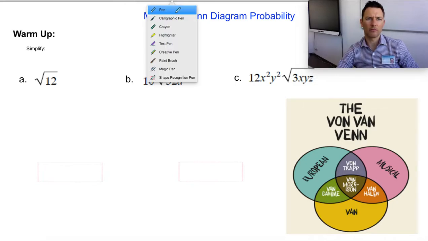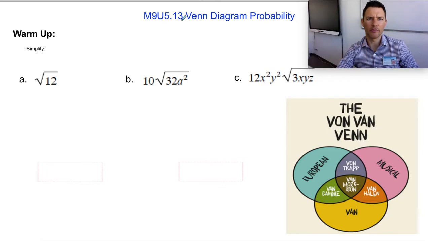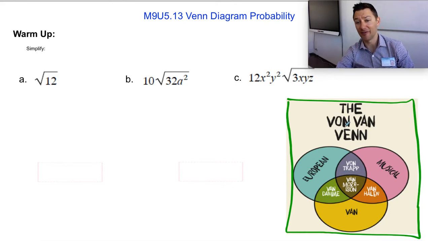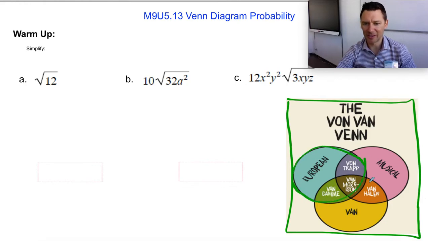All right. We're going to take our Venn diagram prowess and attack probability with it. One of my favorite parts about Venn diagrams are the ridiculous things people make. Here's the Von Van Venn diagram. So all of these people were European. Von Traps, Von Dam, Von Trapp, Van Dam.